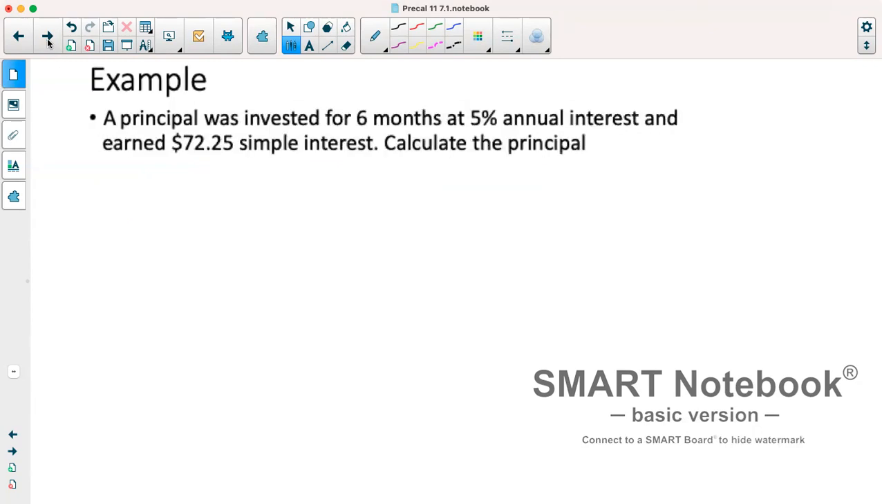Next example, principal was invested for 6 months at 5% annual interest and earned $72.25 simple interest. We want to calculate our principal. So once again, I would probably start by writing out what information we have. First thing it tells us is our time is 6 months. We want to convert that into years. We know that there's 12 months in a year, so we'll divide that by 12, and that gives us 0.5 years.